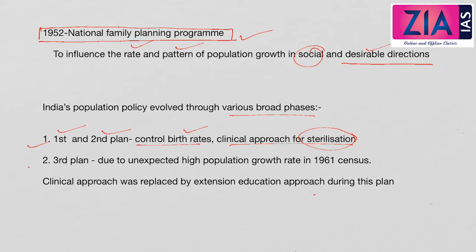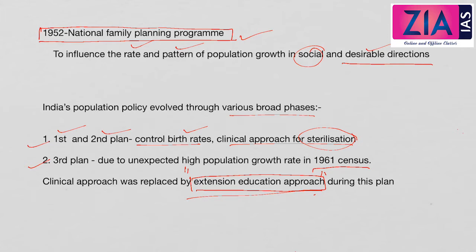With respect to the third plan, due to unexpected high population growth in the 1961 census, this plan was framed accordingly. The clinical approach was replaced by the extension education approach. Please note this one is very important: the extension education approach during this plan.